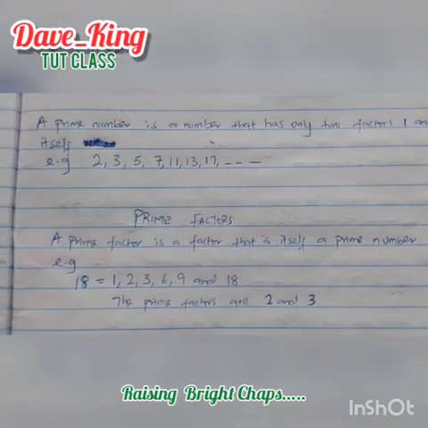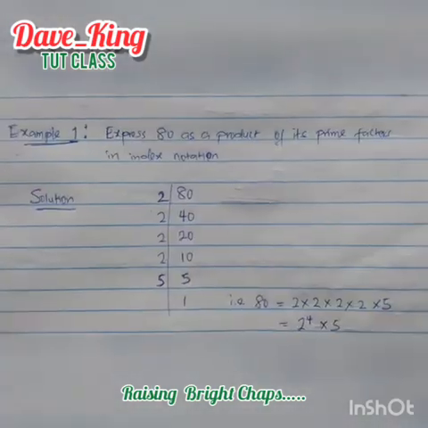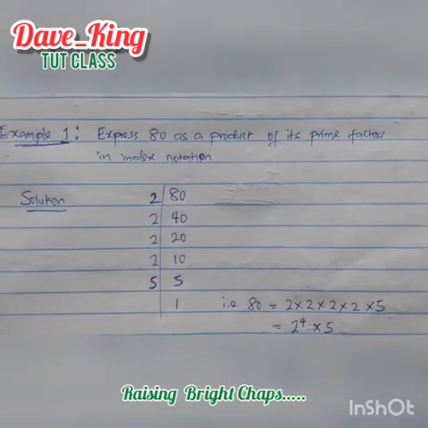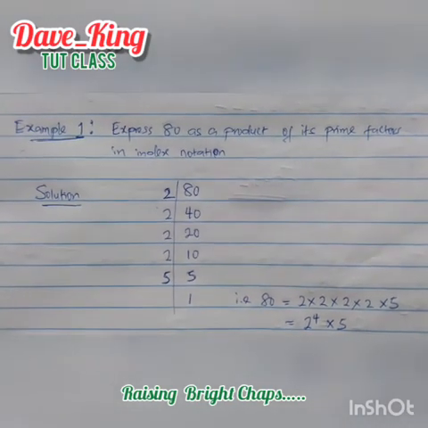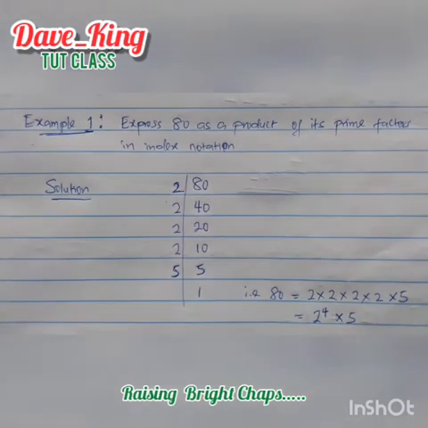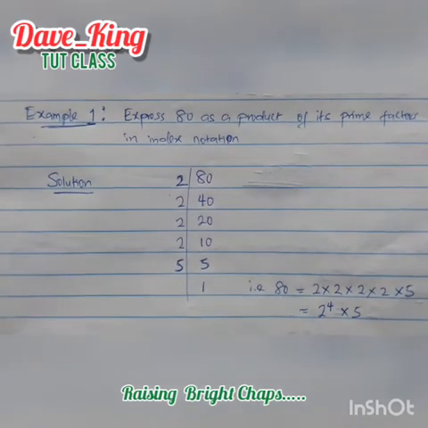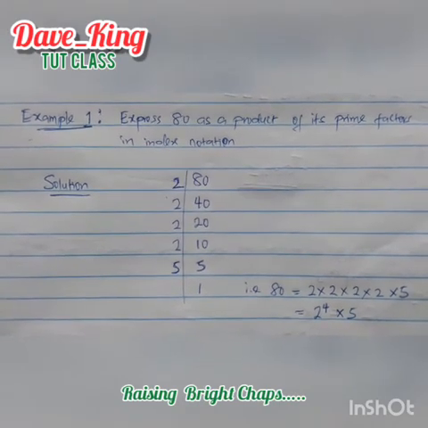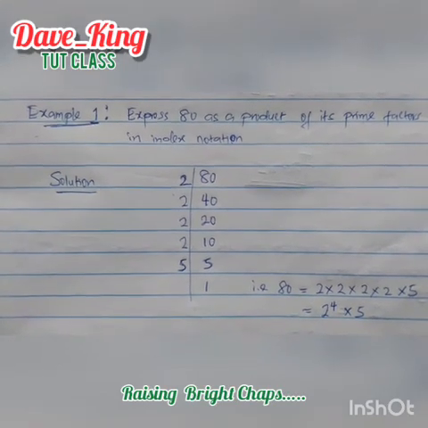In the examples below, we'll see how we're going to get our prime factors. Example 1. Express 80 as a product of its prime factors in index notation. It implies that after getting your prime factors, you express it in power form. Okay, so how to go about it is by dividing. So you divide by the respective prime numbers from the least to the greatest. Now, the first on our prime number list, as we recorded earlier, is 2.